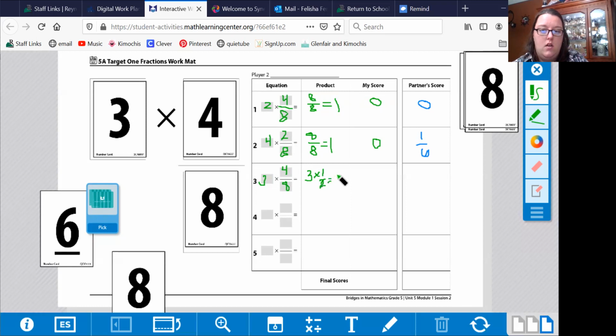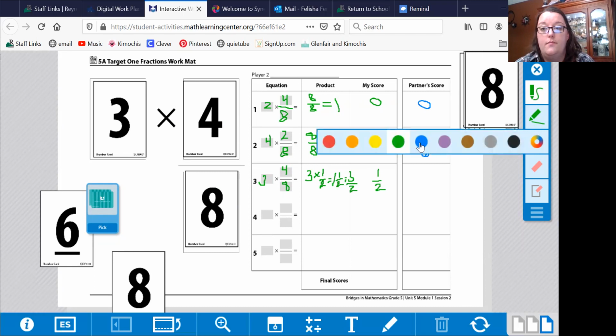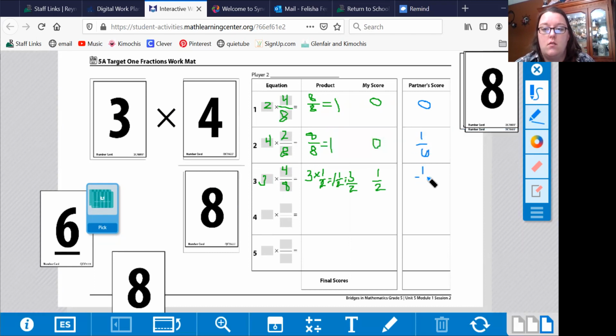Which makes it 1.5, because I would end up having 3 halves when I did the total. But if I were to do it this way, right, 3 times 4 is 12, 12 eighths. So my score here is 1/2, because I'm 1/2 away from 1. And they're still sitting at 1/6.